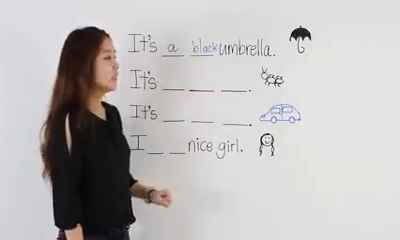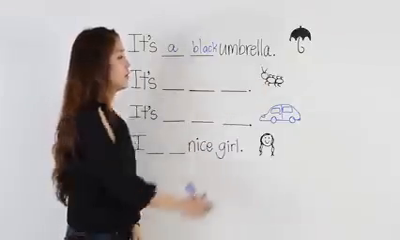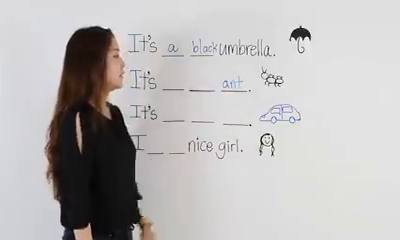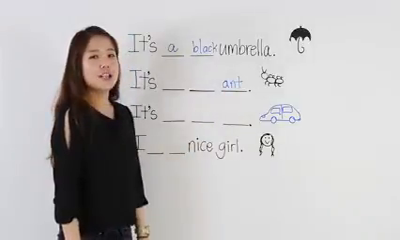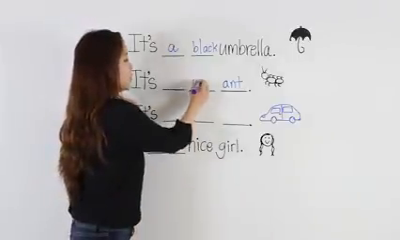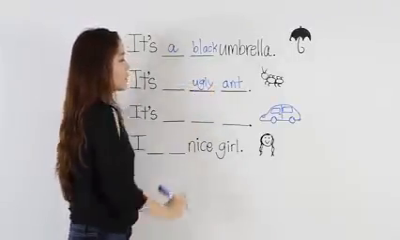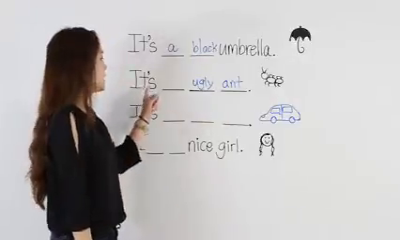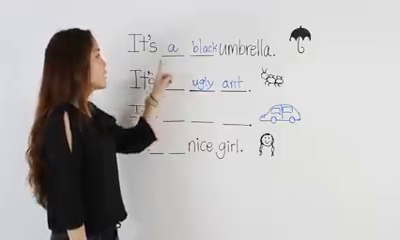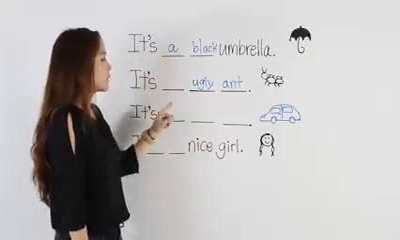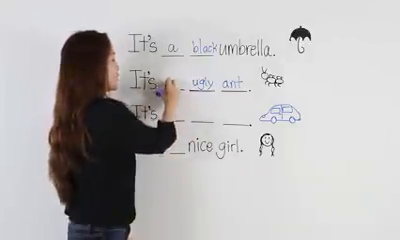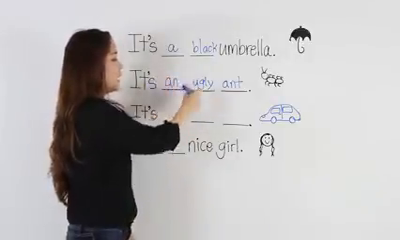Okay, next, we have 3 blanks. Here, we have the noun ant. So we're going to put that at the end. Okay, let's use the adjective ugly. Okay, remember again, the adjective comes before the noun. Ugly ant. We need an article. Should we use a or an? Well, ugly starts with the vowel U, so we have to say an. It's an ugly ant.